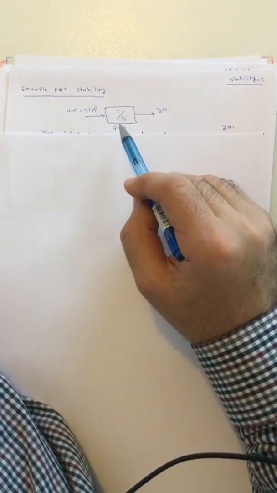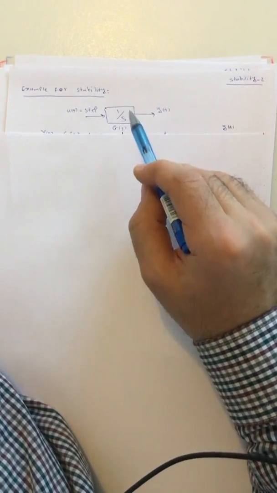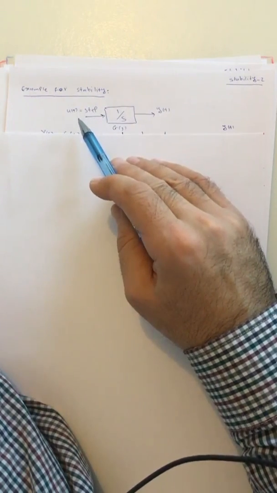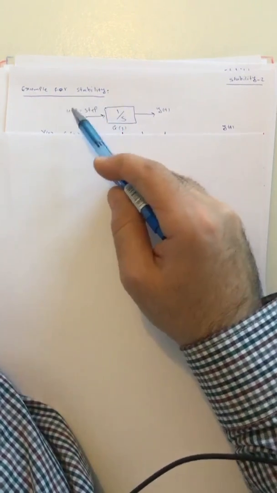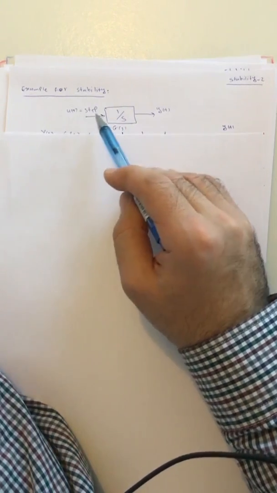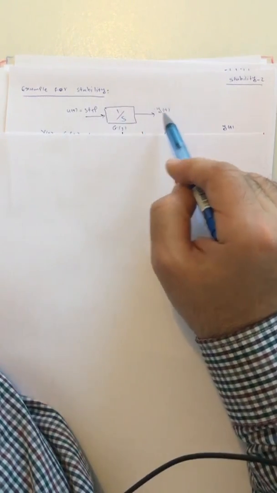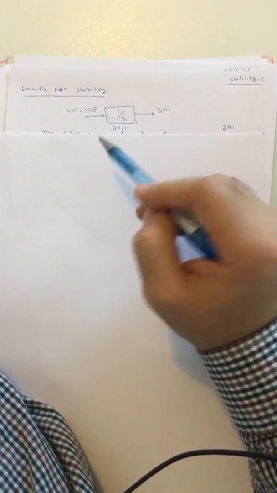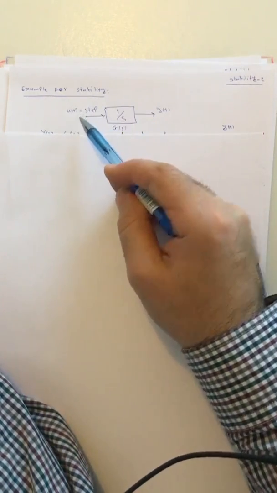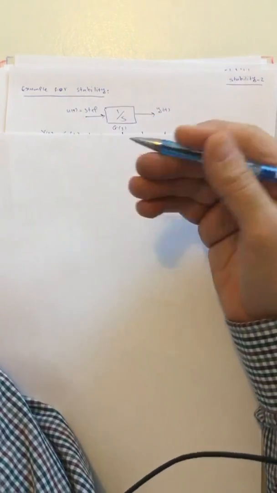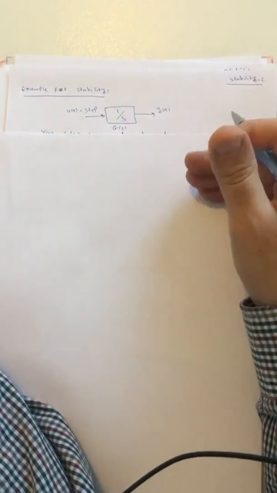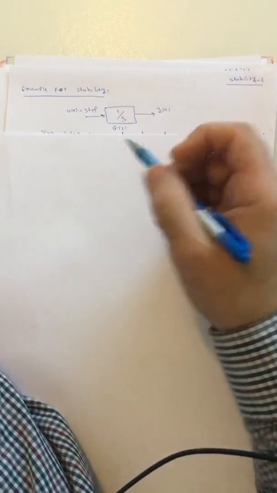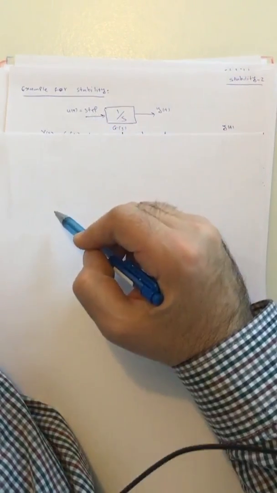And as I mentioned before, to prove the stability, you should try all possible inputs. But let's start with a step input. So we apply a step to this system and we check whether the output is bounded or not. Now already we know that the step is bounded, because this stability is called bounded input, bounded output. So the input should be bounded, and then we should check the output. We know that the input is bounded.